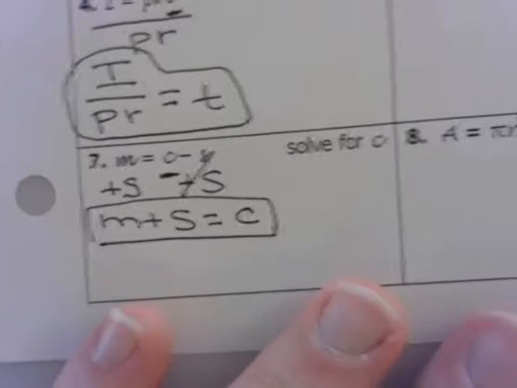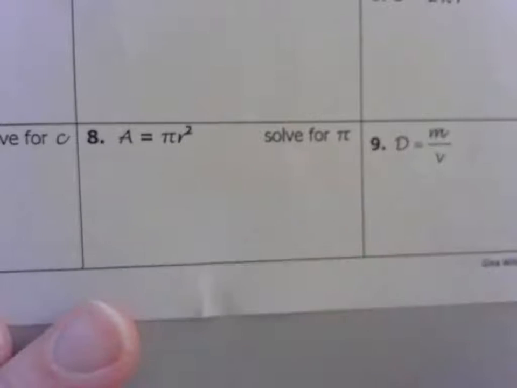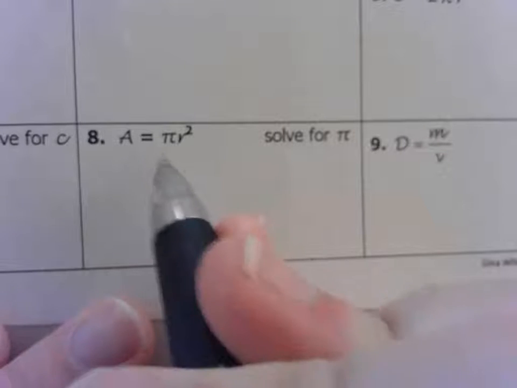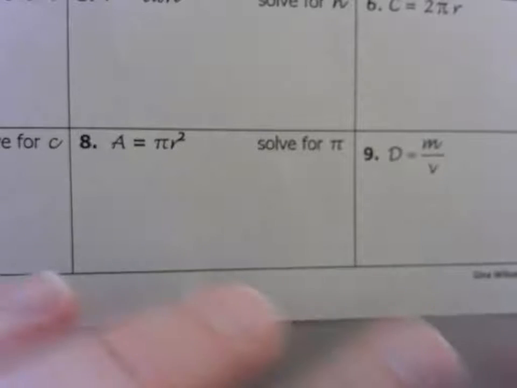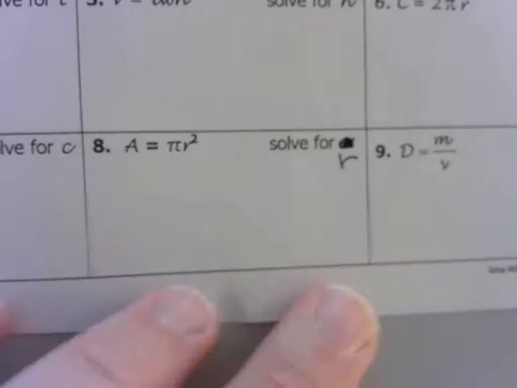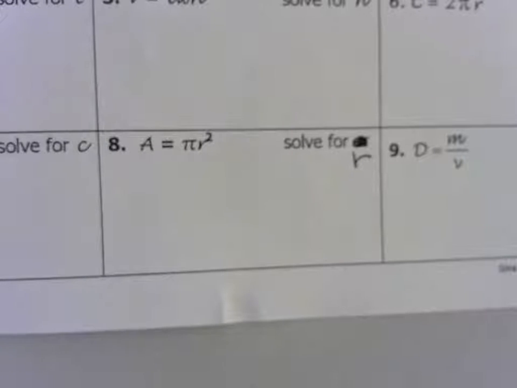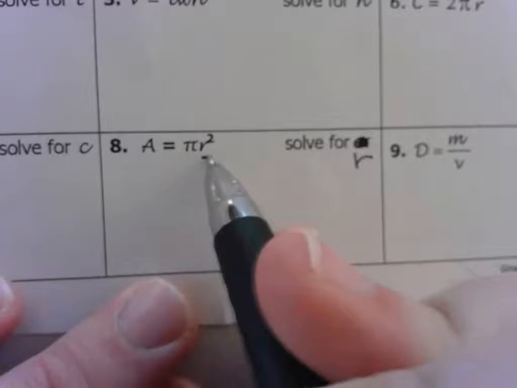Any questions so far? Let's look at 8. I want to solve for pi. Actually, I'm going to change this. I want to solve, cross out pi, I want to solve for r. Sorry, I'm going to change it. Make it a little trickier so I can help you through it. I want to solve for r. So underline r if you want to.